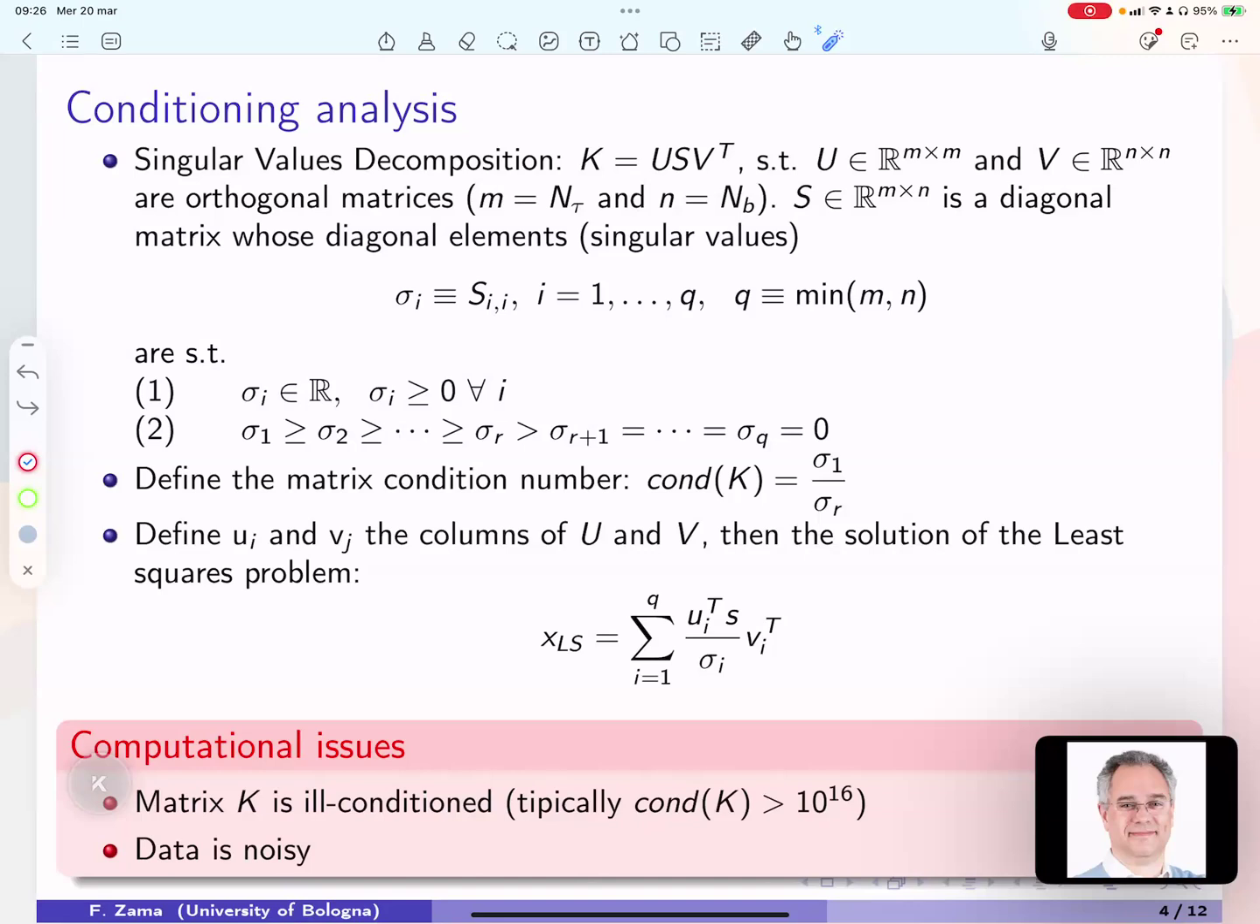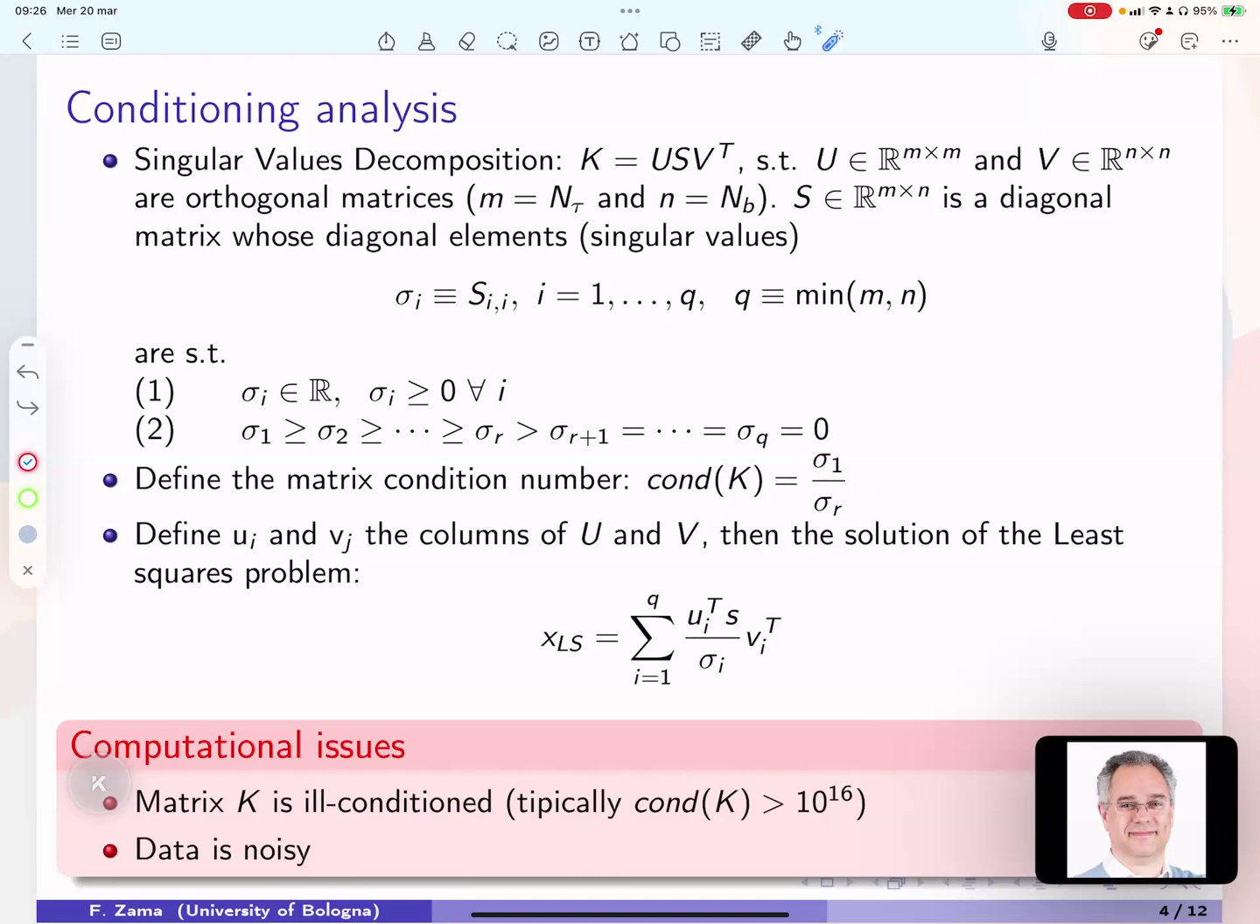And it allows us to define the condition number. Let us define this in a particular L2 norm, as the ratio between the largest and the smallest non-zero singular values. This is the conditioning of the matrix.